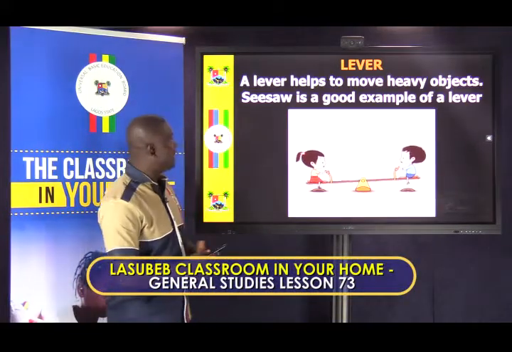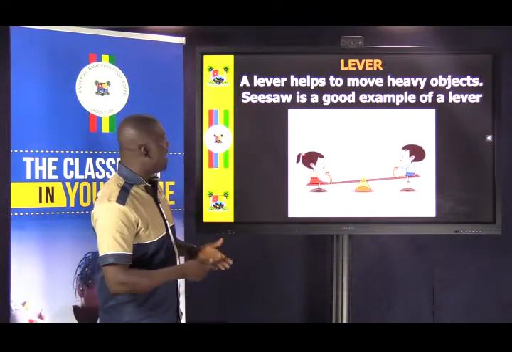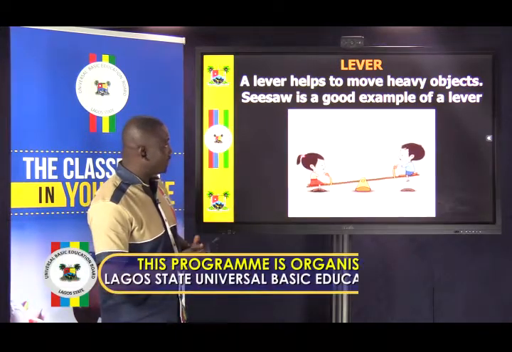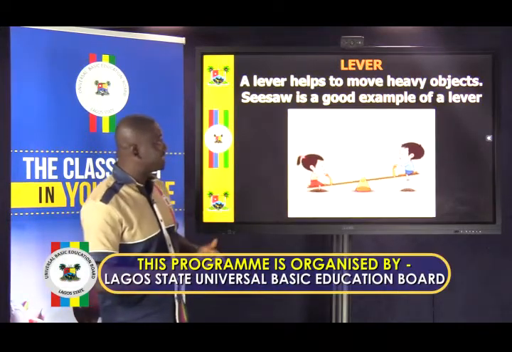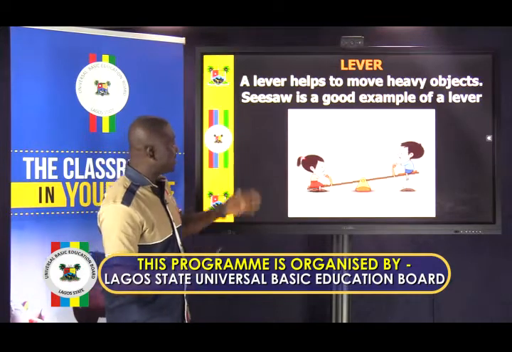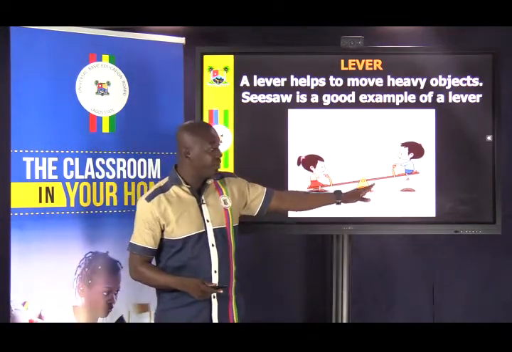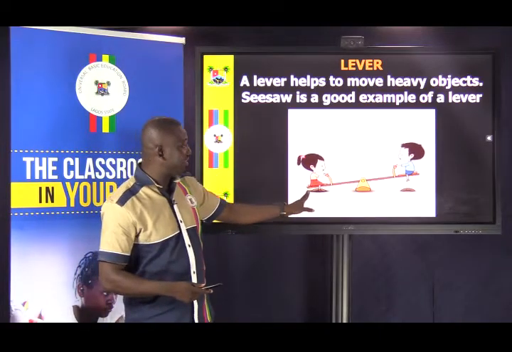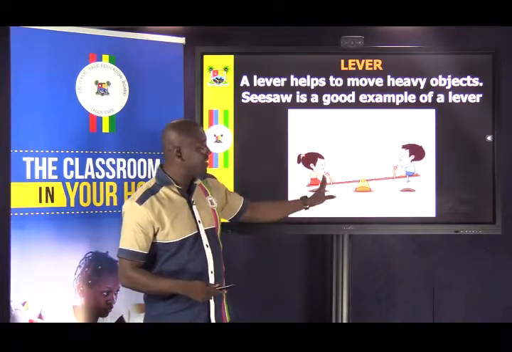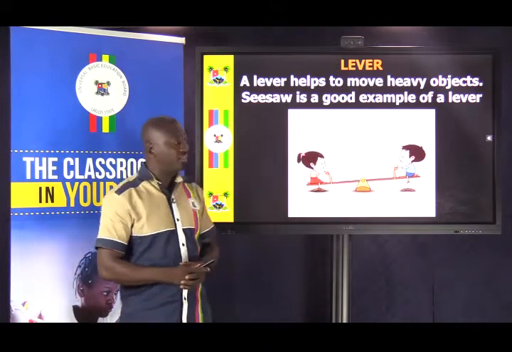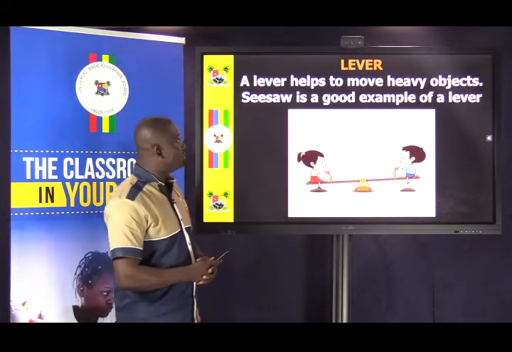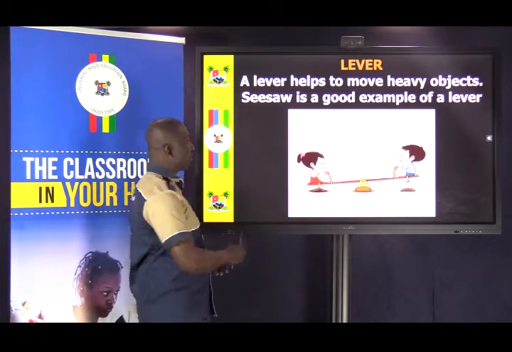What's a lever? A lever helps to move heavy objects. A good example of a lever is the seesaw. As you can see, the two young children, the boy and the girl, the lever is lifting them and they are having fun. So a lever helps to move heavy objects.